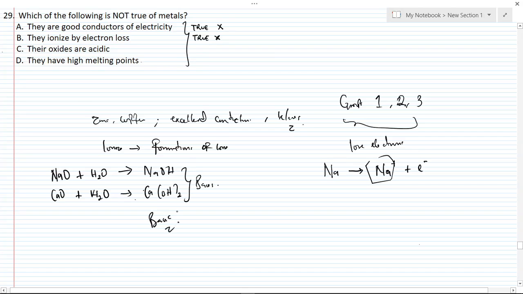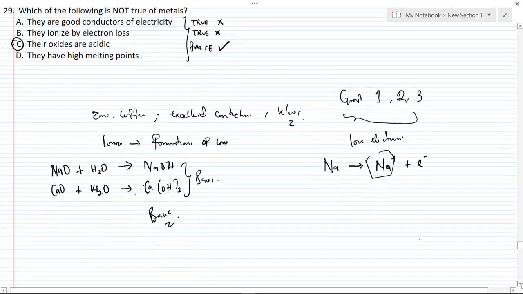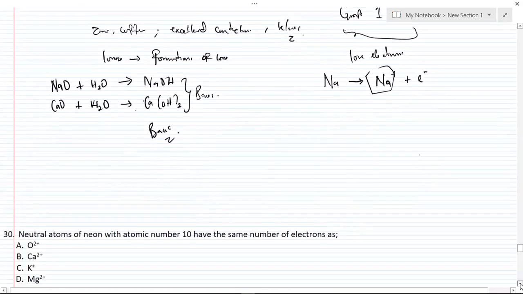And remember what we said, since it's an elimination type of question, the moment we get the option that is not true, that's the answer. So this is false, and that's what we're interested in. So this makes option C the correct answer. And D, they have high melting points, and that's true for metals.